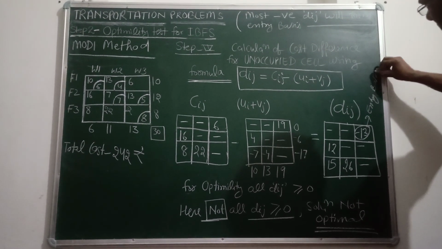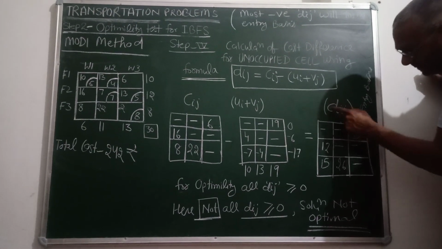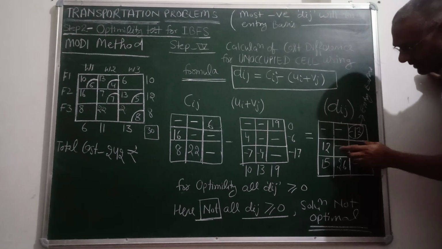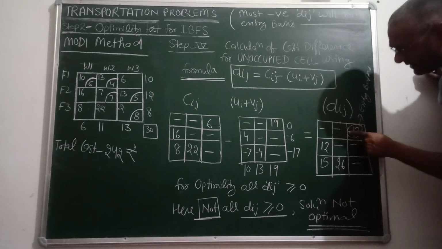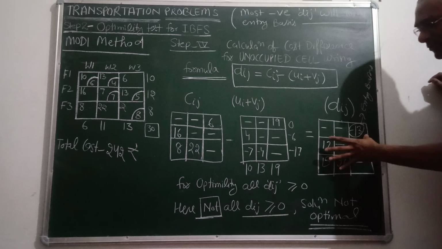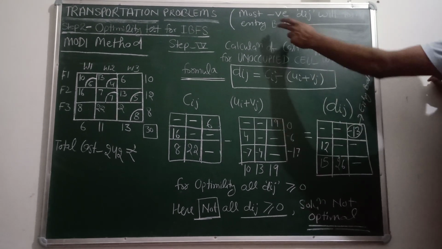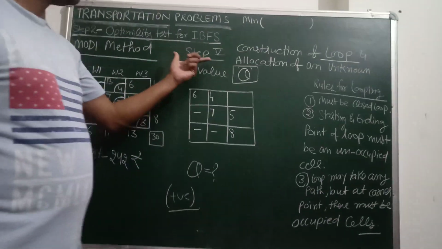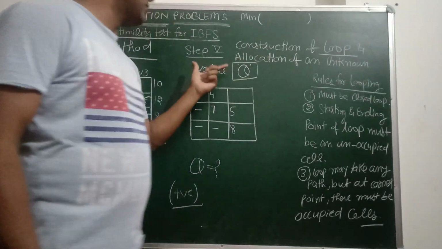Again, I am repeating that if a cell under Dij has a negative value, then the solution is not optimal. Then choose that negative value, which will form the entry basis. If more than one negative value exists in the matrix, then choose the most negative value as the entry basis. Now step 5 is construction of a loop and allocation of an unknown value theta.